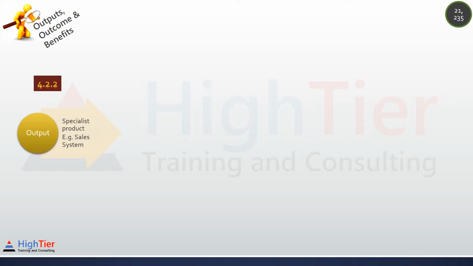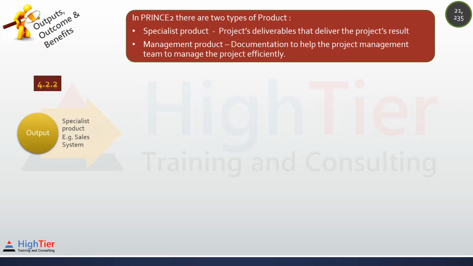Before we proceed, let's look at the different types of products in PRINCE2. At a high level, there are two types of products in PRINCE2: specialist product and management product. Specialist products are project deliverables that deliver the project's result. For example, sales system, house, restructured IT department, etc. Management products are the documentation to help the project management team to manage the project efficiently. Products can be tangible or intangible.